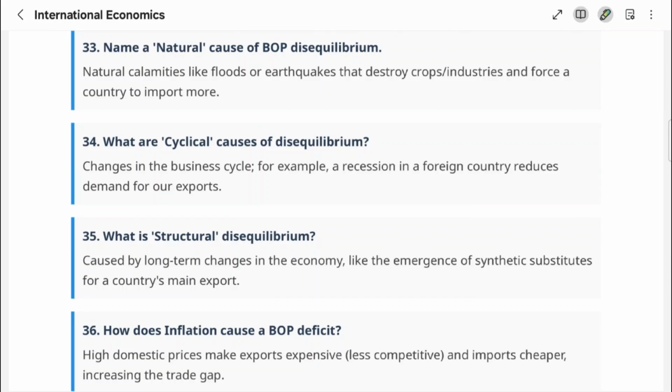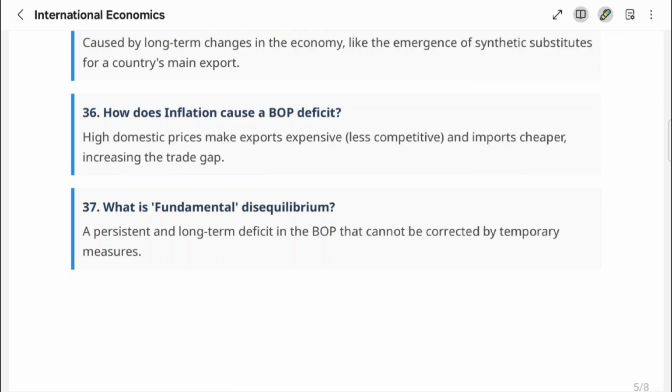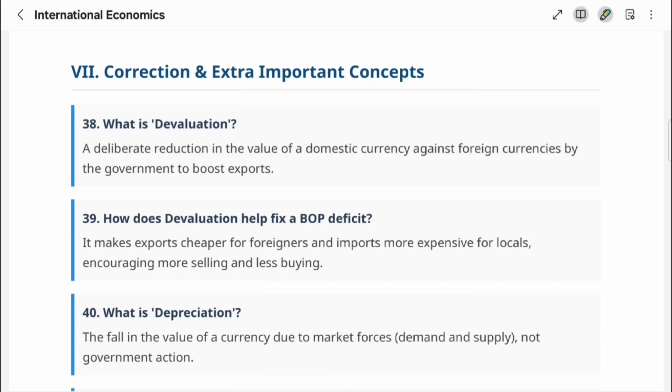Question 36. How does inflation cause a BOP deficit? High domestic prices make exports expensive and imports cheaper, increasing the trade gap. Question 37. What is fundamental disequilibrium? A persistent and long-term deficit in the BOP that cannot be corrected by temporary measures. Question 38. What is devaluation? A deliberate reduction in the value of domestic currency against foreign currencies by the government to boost exports.